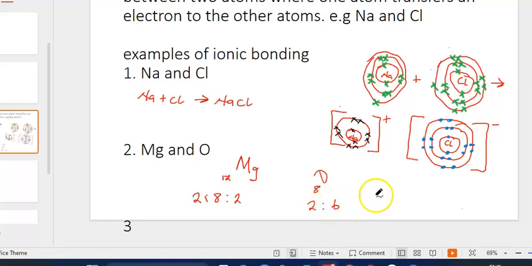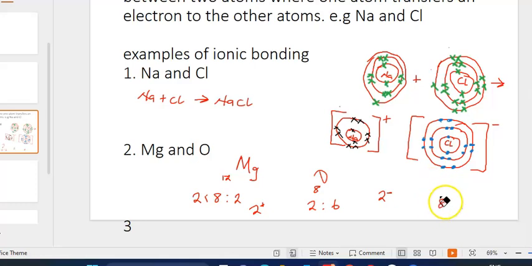That means oxygen needs to gain 2 electrons for it to be stable, and magnesium needs to lose 2 electrons for it to be stable. Look at this. We have 2 here, we have 8 here. So it will be easy for this magnesium to lose 2 electrons to be stable. For this oxygen, it will be easy to gain 2 electrons to be stable. Once it gains 2 electrons from 6, it's going to have 8 electrons, which makes it more stable.